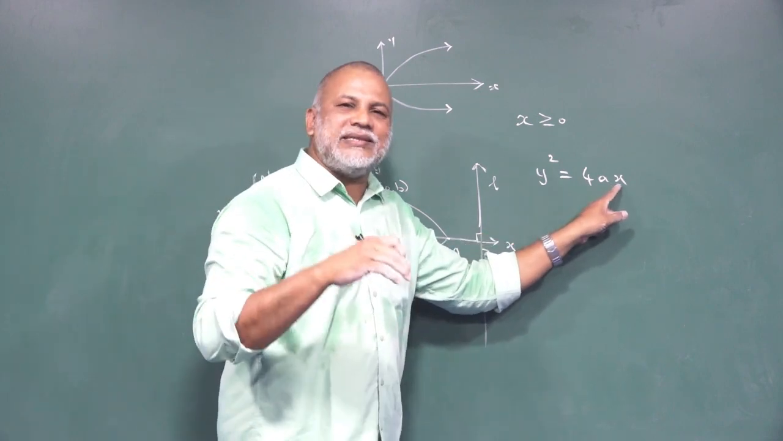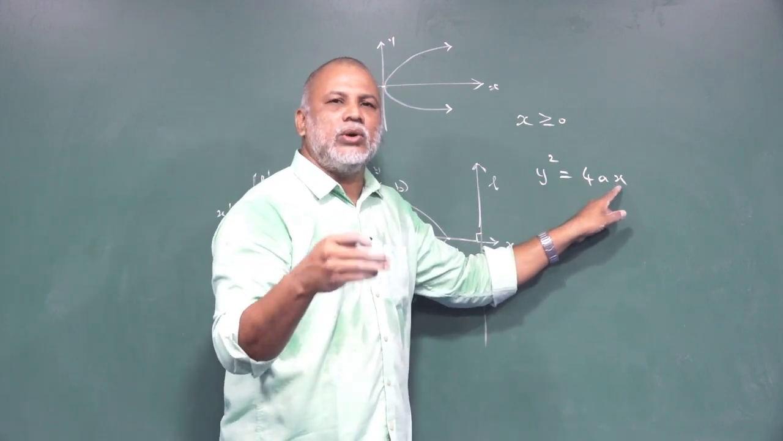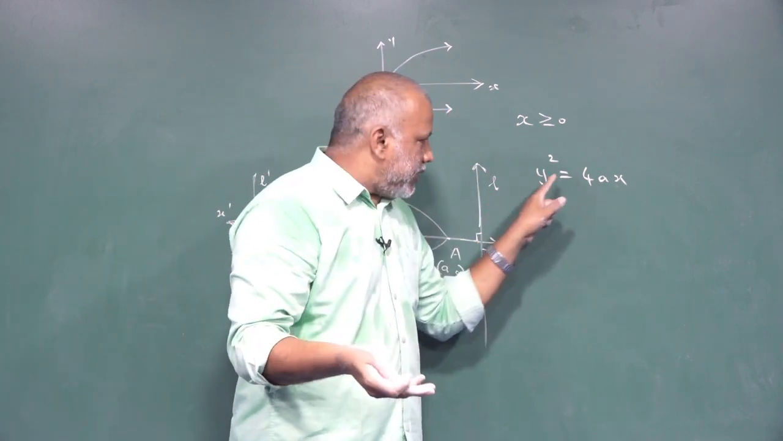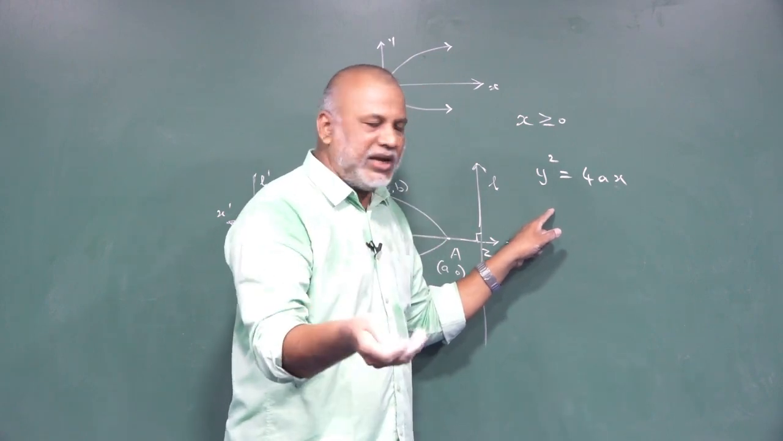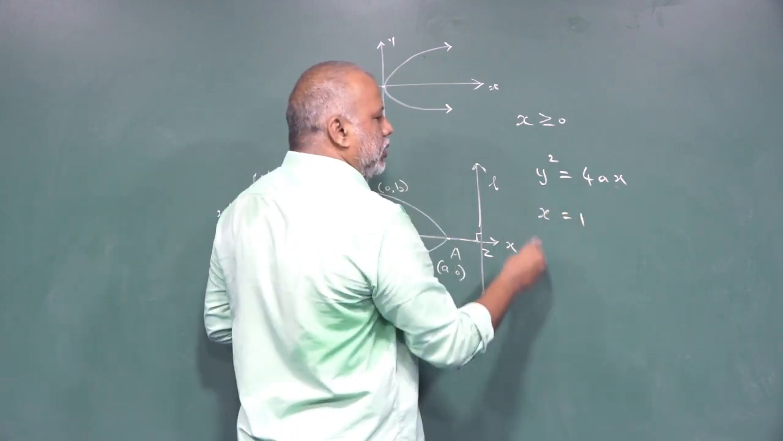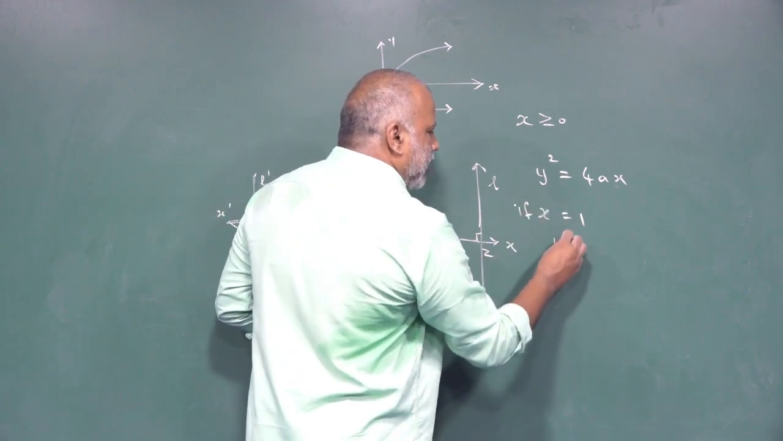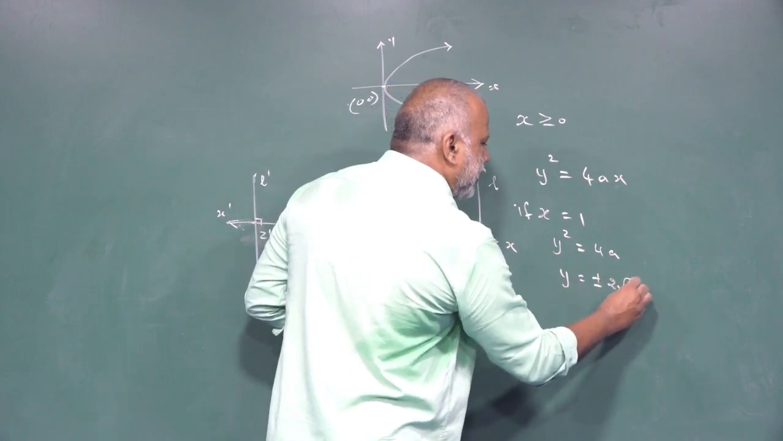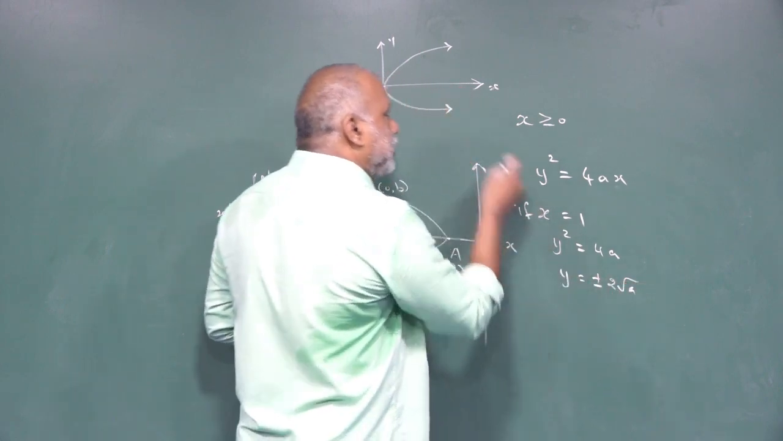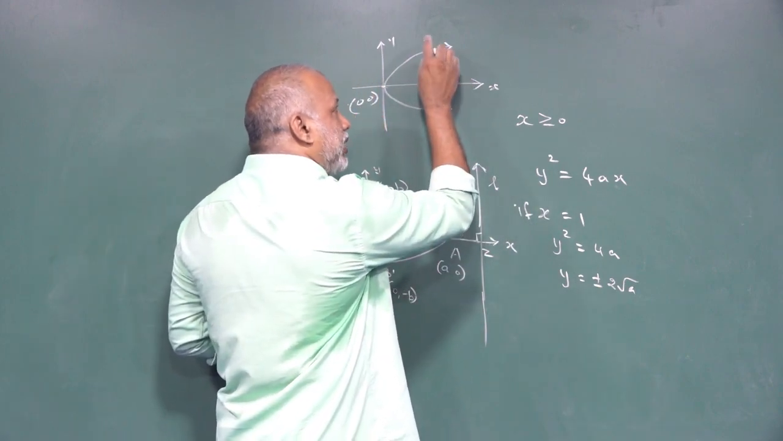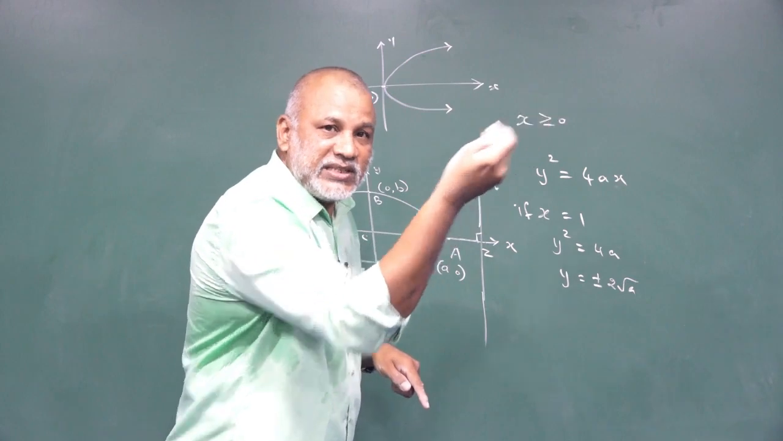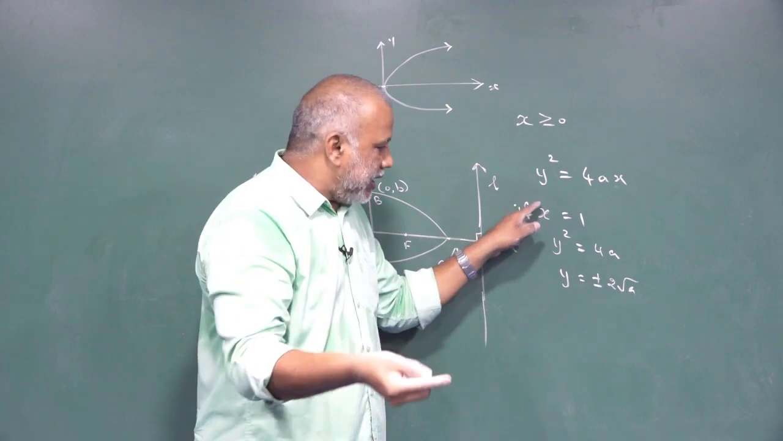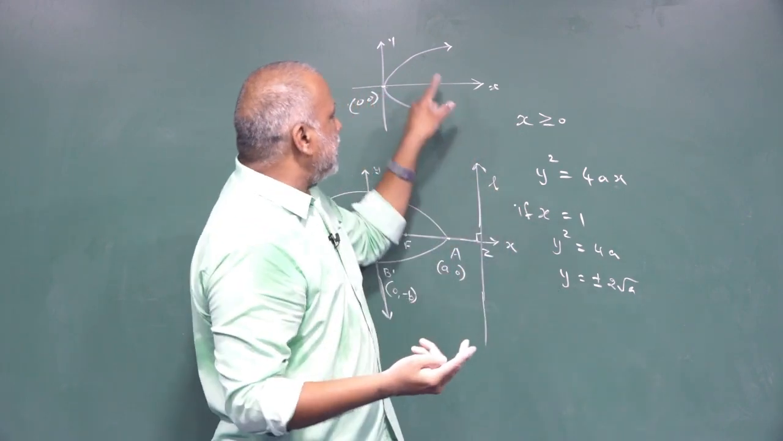Suppose you consider x as a positive unit, for example x equal to 1. So these are 1, 2 like this in the graph. If you give x equal to 1, you get y as plus or minus. See here, y squared equals 4a, then y equals plus or minus 2 root a. One positive value, one negative value. That means the value of y is one time positive, one time negative, because the curve lies in the first and fourth quadrants. So if you give one positive value of x, it produces two y values, so it lies in the first and fourth quadrants.